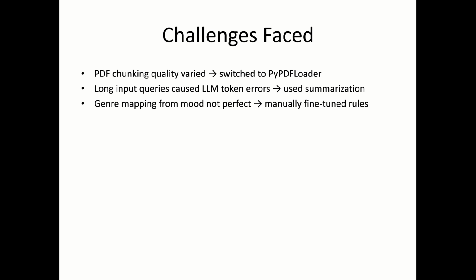Coming to the second challenge, the large user inputs led to token limits in the LLM, the large language model. We solved this by summarizing the long inputs before passing them to the model. Coming to the next challenge, lastly, mapping moods to movie genres was really very tricky. We started with rule-based mapping and refined it manually by testing various scenarios. These are the challenges we faced and fixed later. These challenges helped us improve our architecture and refine the user experience.